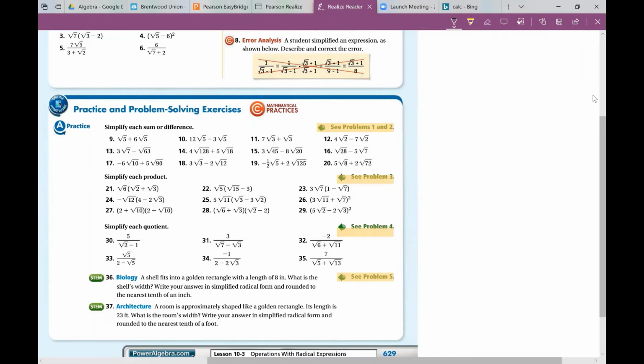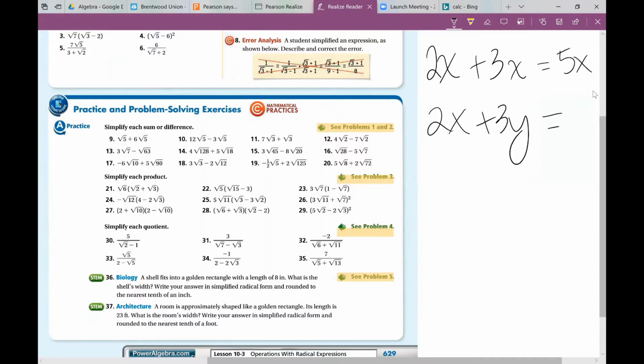Adding and subtracting radical expressions is very similar to adding variables. So if I had a problem like 2x plus 3x, those are like terms, and you could add those together and make 5x. But if I had 2x and 3y, I cannot add those together because those are not like terms. So if I have different pieces right here, I'm not allowed to add them together and make 5xy or anything like that. So that is not allowed.